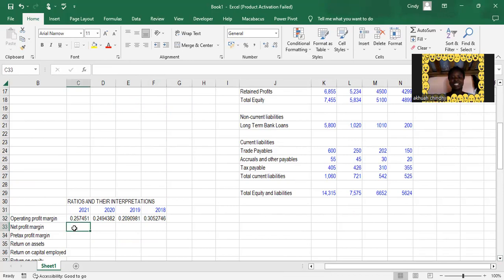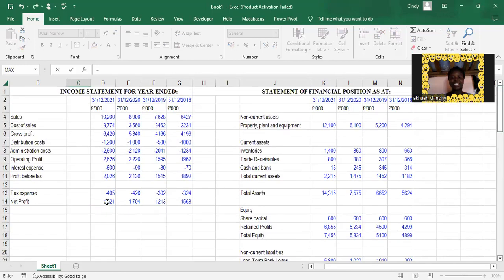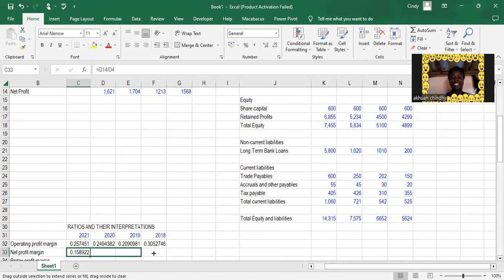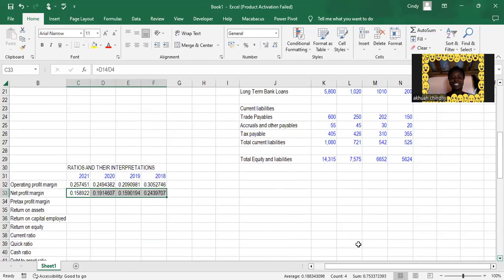For the net profit margin, there's margin, so it means that its denominator is what? Sales. And since it's talking about net profit, it means the last profit on the income statement. You see, on the income statement, we have the operating profit, pre-tax profit, and net profit. So the last profit on the income statement. We'll go to our income statement, and that is this profit over the sales. They will press enter and move it across the years to get our figures. That's simple. That's what makes Excel interesting.